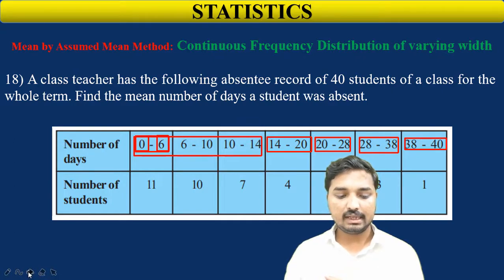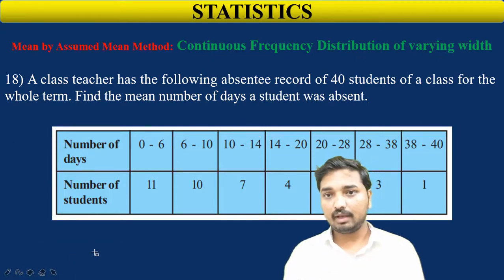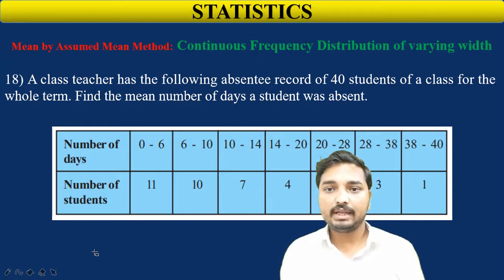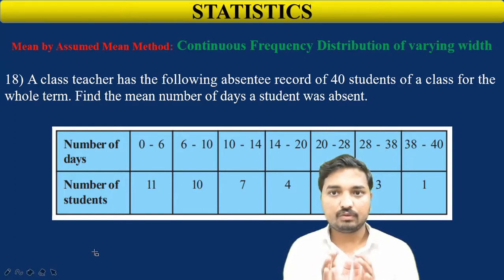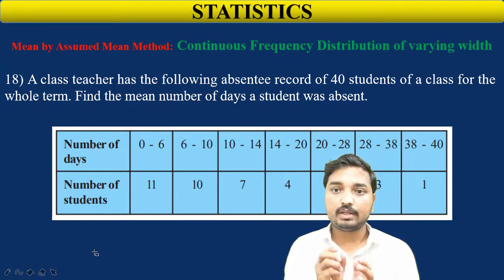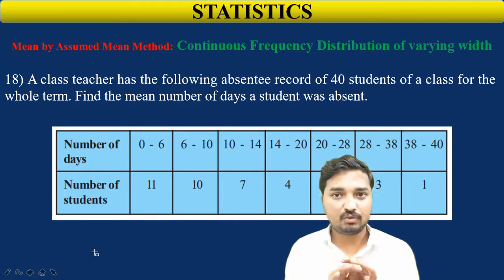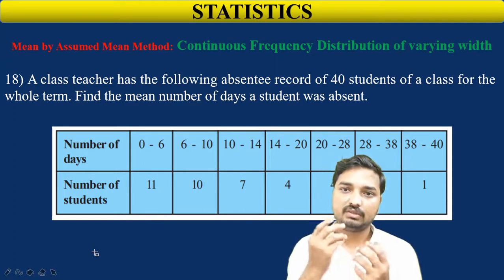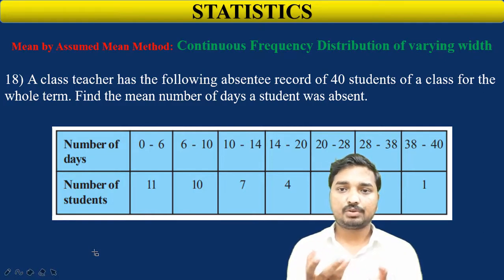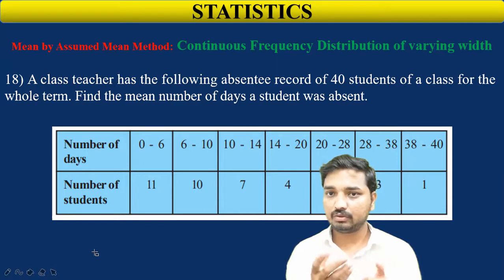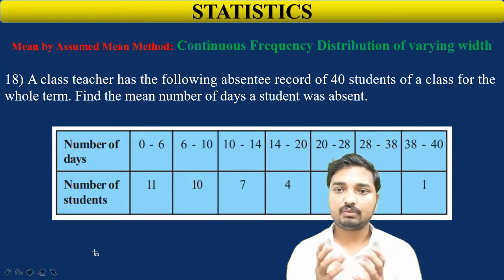Now the thing is how to find the mean when the given data has varying width. No problem, there is no separate procedure to find the mean of data having varying width. You have to follow the same procedure, the same one we solved earlier. It is your choice to use the direct method or the assumed mean method. In both methods you will get the same answer.